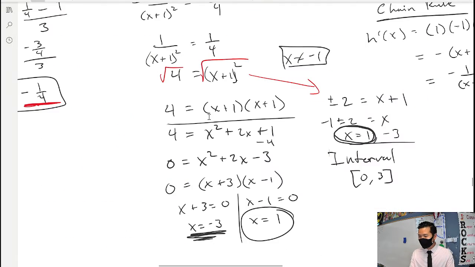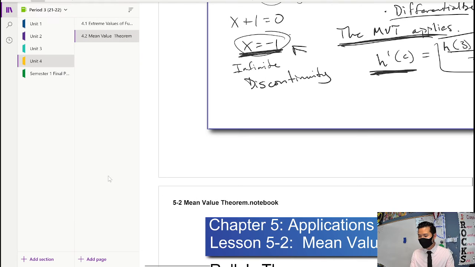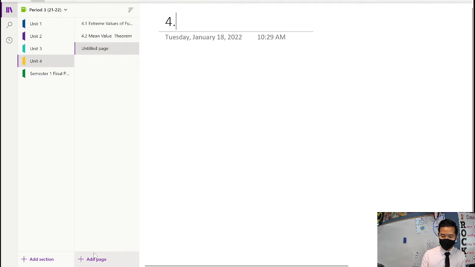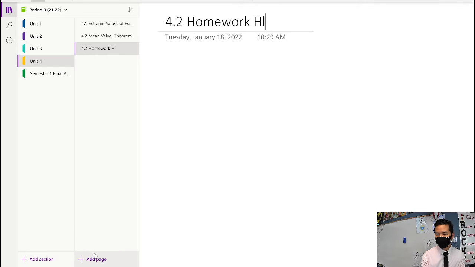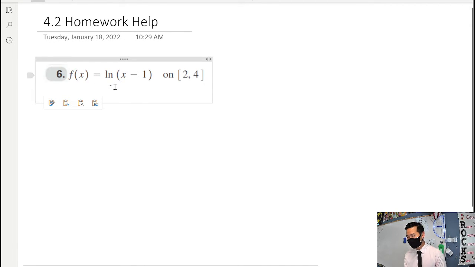So I'm going to go over here, and let's start up on a new page. Let's call this 4.2 homework. And here's the problem that we're looking at. The function is ln of x minus 1 on the interval from 2 to 4.